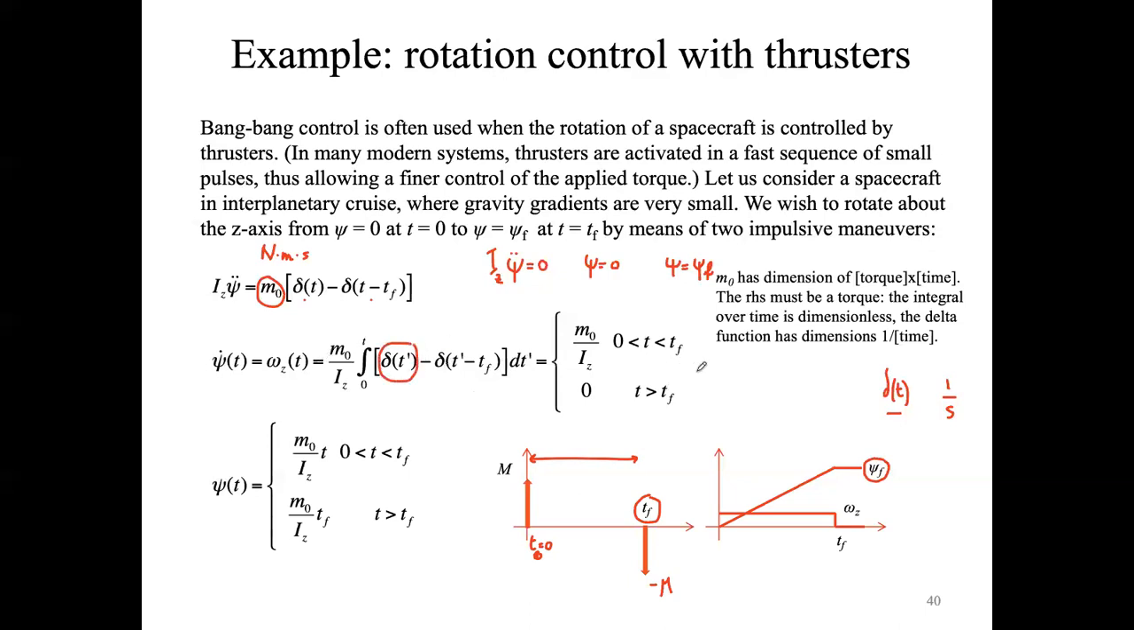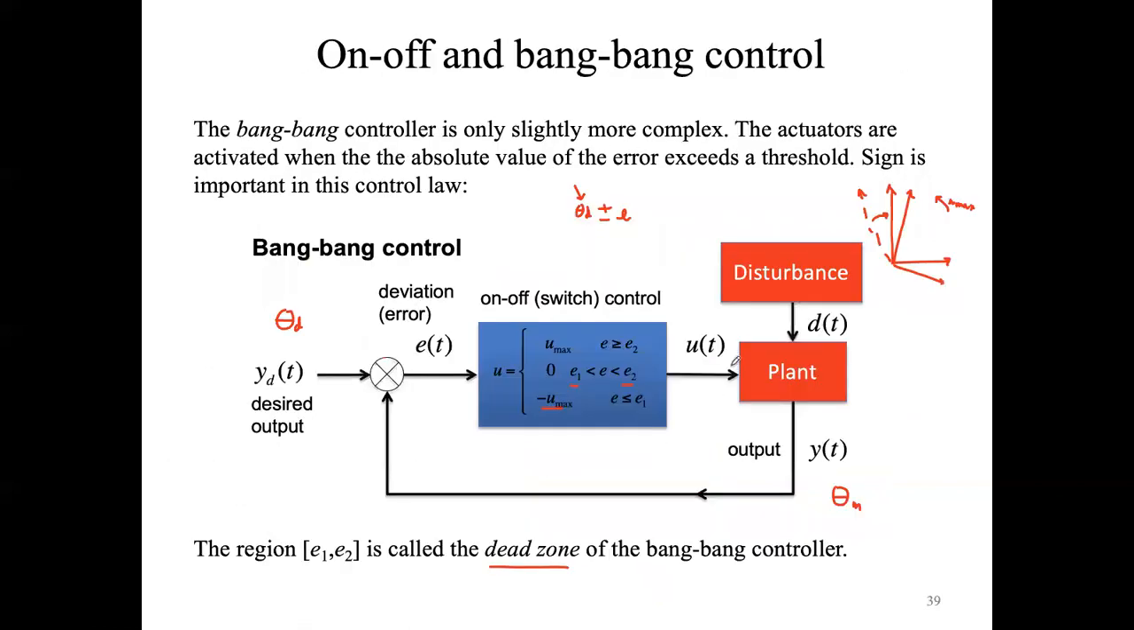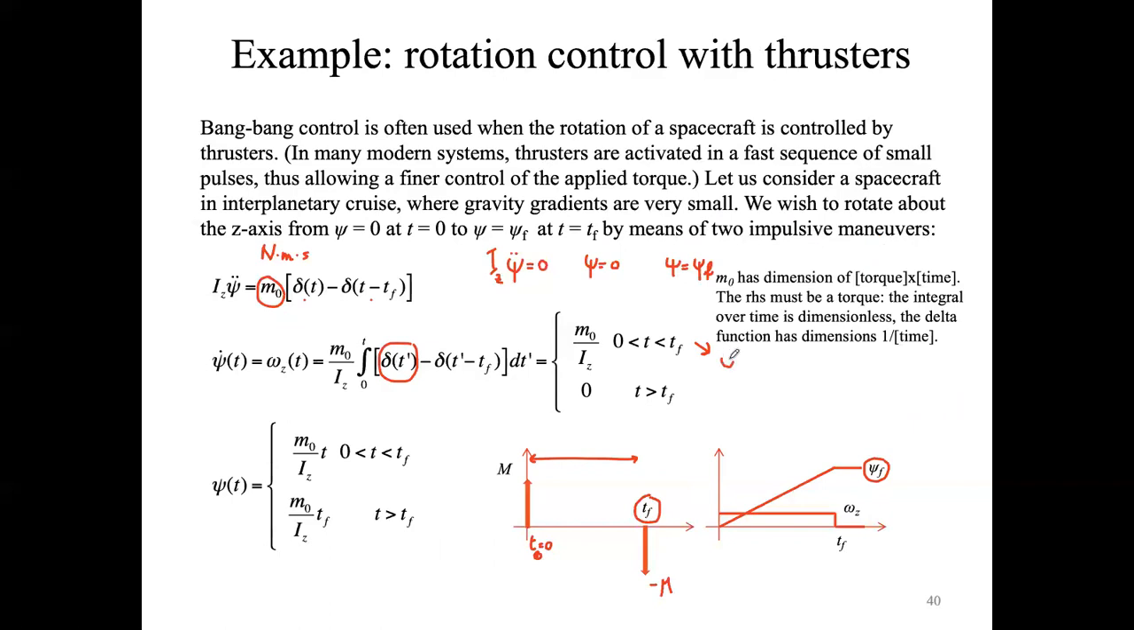Let me erase this one so I have much more space. So what you're going to have here is that psi dot is equal to M0 divided by the moment of inertia along the yaw axis, times the integral between zero and t of the delta Dirac in dt prime. Because, as I said, for the time between zero and t final, the other one is equal to zero, and this one is very easy to compute because it is equal to one, and so it is M0 divided by Iz.